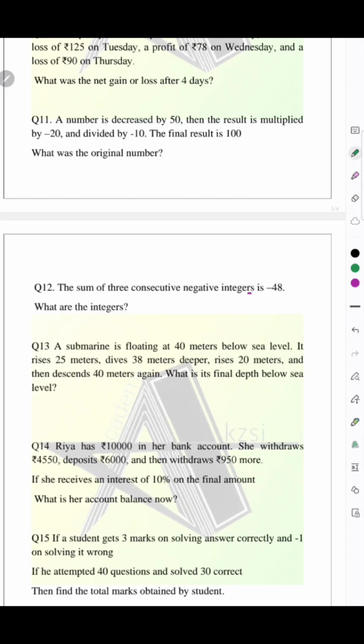But we have to do the reverse of everything, which means if it's written that the number is decreased, then going in reverse order it will be an increase. Let me show you. The number is 100. It says divided by negative 10. That means I have to multiply it by negative 10. Then next is multiplied by negative 20. That means do the opposite, divide by minus 20. Then decrease by 50. That means increase by 50. So this will give me plus 50 plus 50. That means 100. So the original number was also 100.